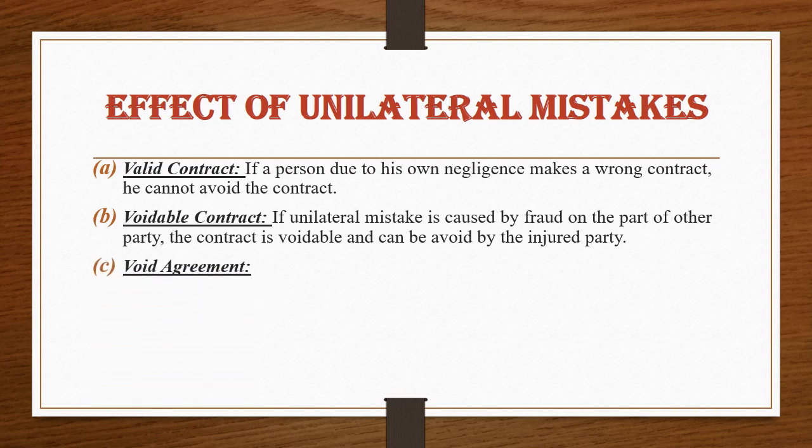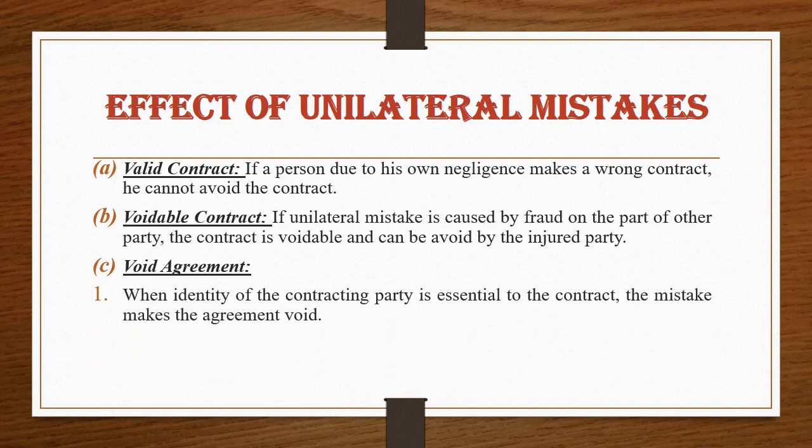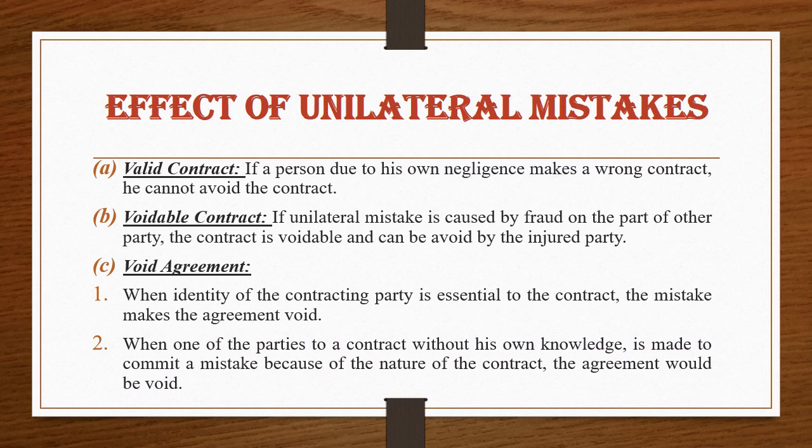Void agreement. It occurs when the identity of the contracting party is essential to the contract; the mistake makes the agreement void. Or when one of the parties to the contract, without his own knowledge, is made to commit a mistake because of the nature of the contract, the agreement would be void. These are the effects of unilateral mistakes.